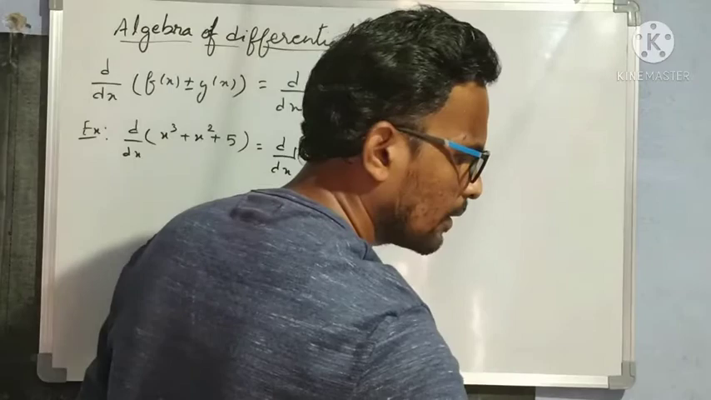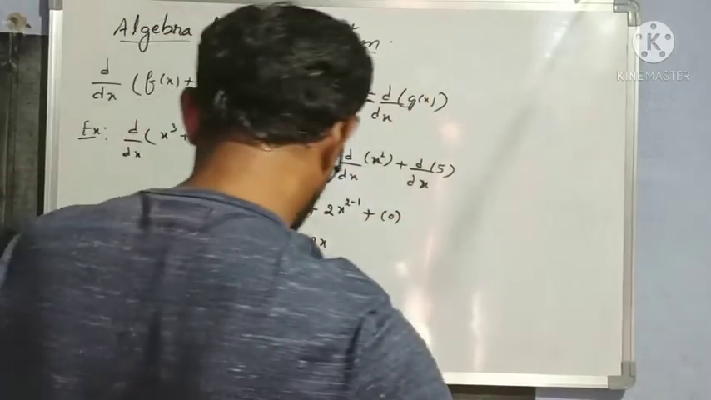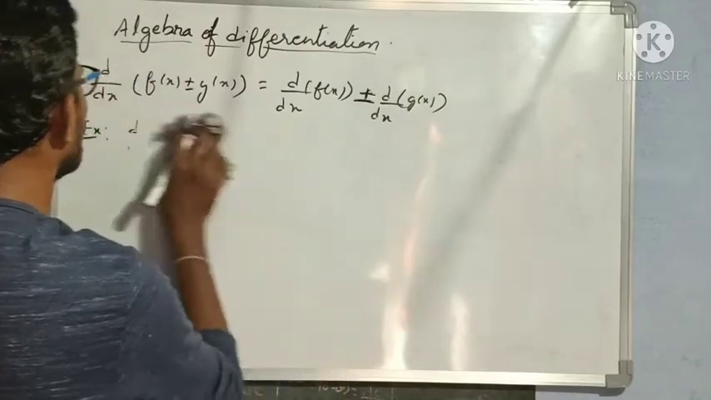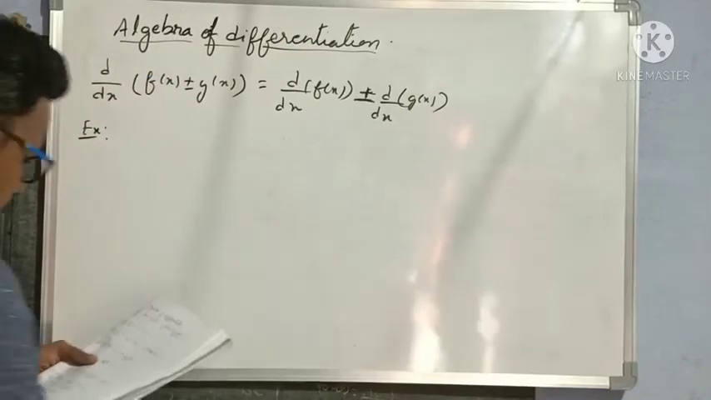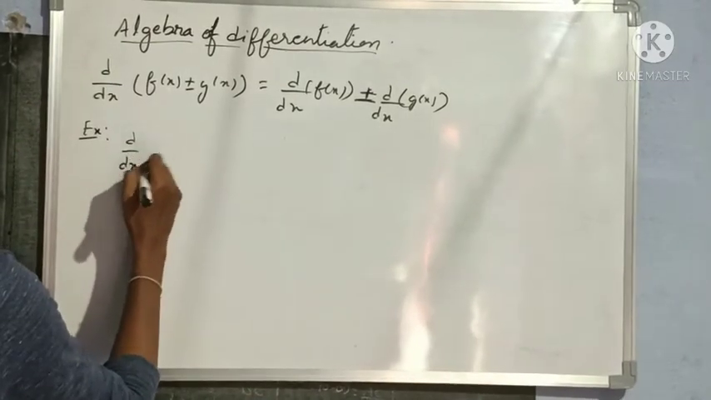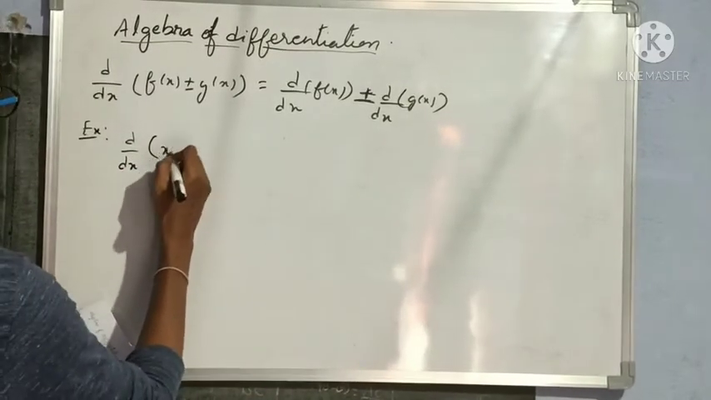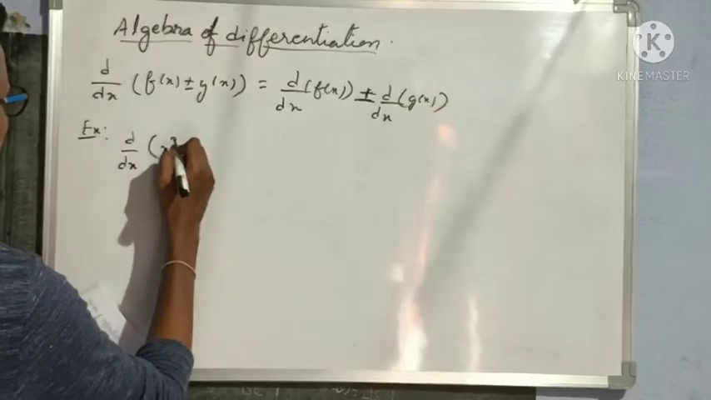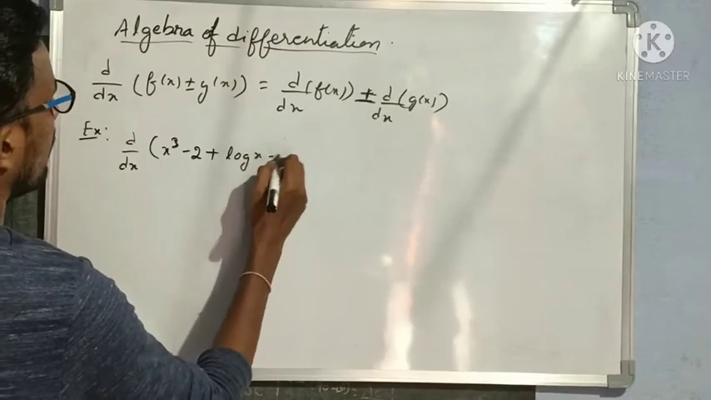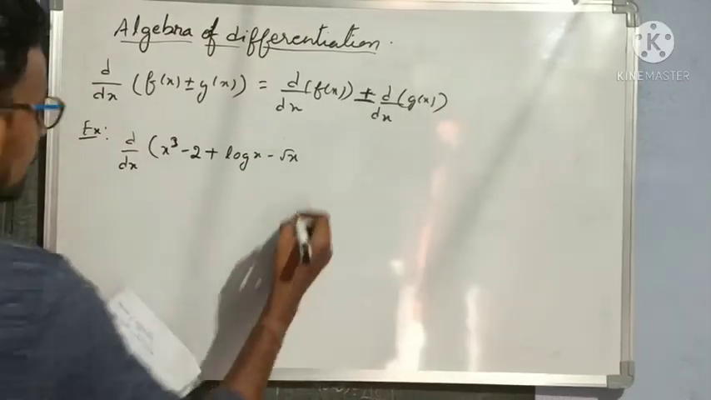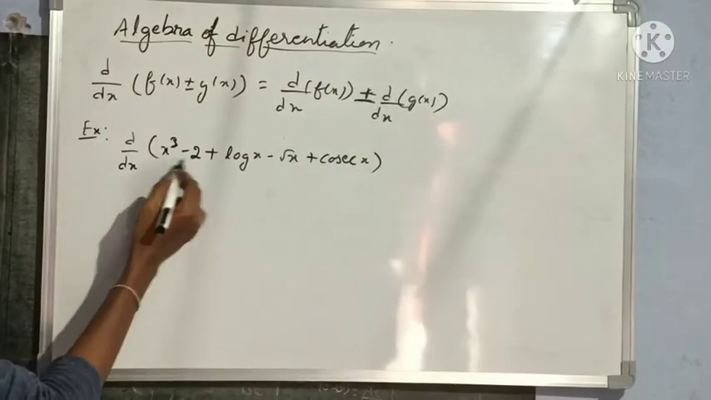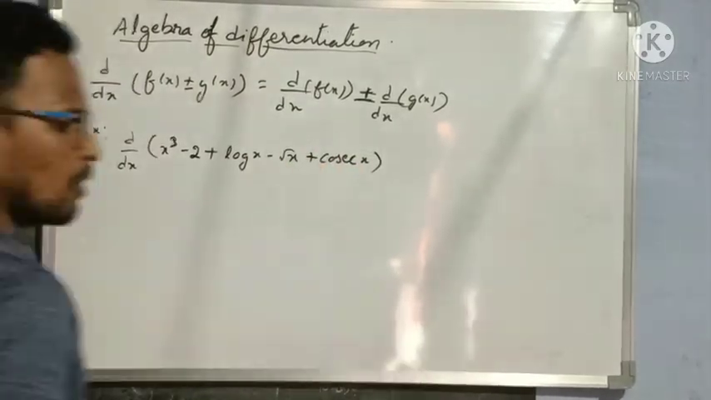Next, one more example. Now let us see when more than 3 functions are there. How to do it when more than 3 functions are there with plus or minus in between. So d by dx of x cube minus 2 plus log x minus root x plus cosecant x. So how many functions are there in total? 1, 2, 3, 4, 5. So let us find the differentiation now.